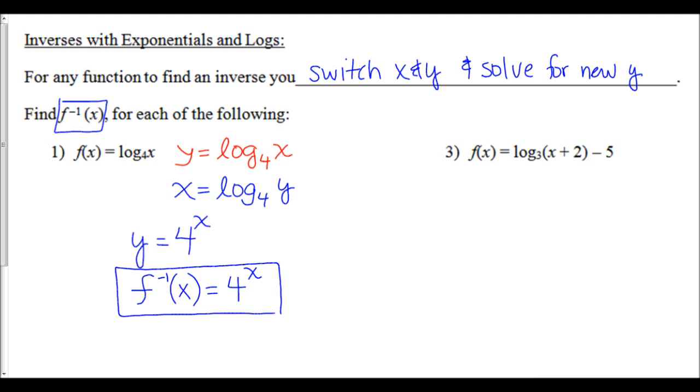It should make sense, since logs and exponentials were inverses of one another, that a log base 4 function will have an inverse of a 4 to the x function. That would also make us think logically about the opposites happening.